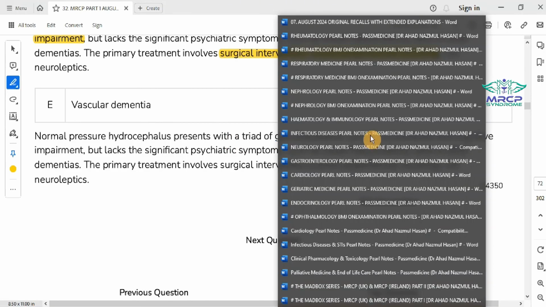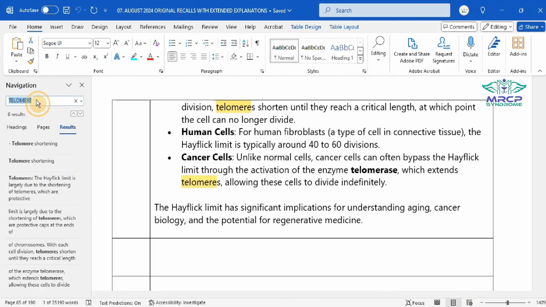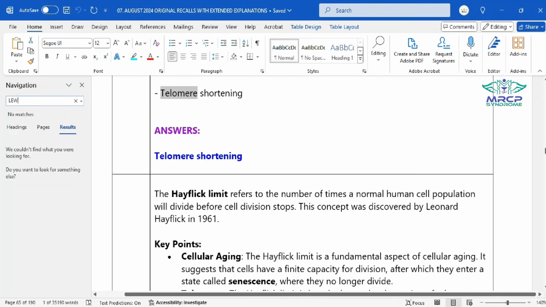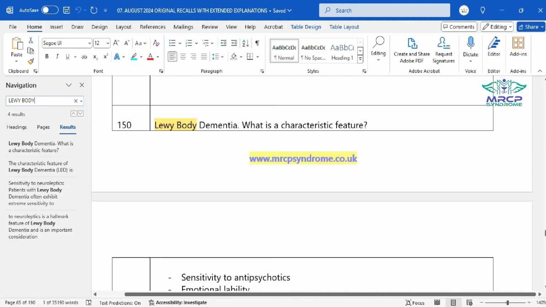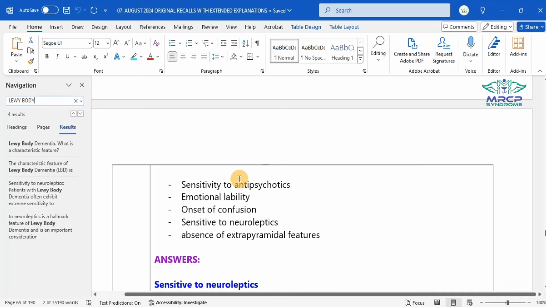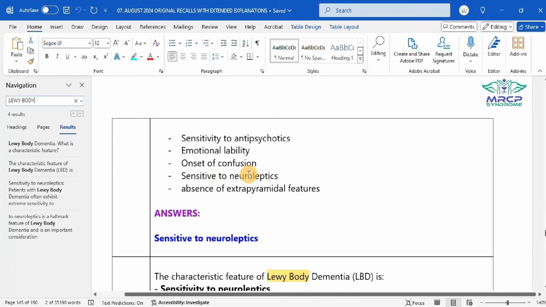And in the original scenario, it was a little bit different. They had given the scenario of Lewy body dementia itself, and they asked regarding the characteristic features. So these two points were very confusing: sensitivity to antipsychotics, sensitivity to neuroleptics. Neuroleptics exclusively means the first generation typical antipsychotics, while antipsychotics encompasses both first generation and second generation. So sensitive to neuroleptics is the more correct answer.